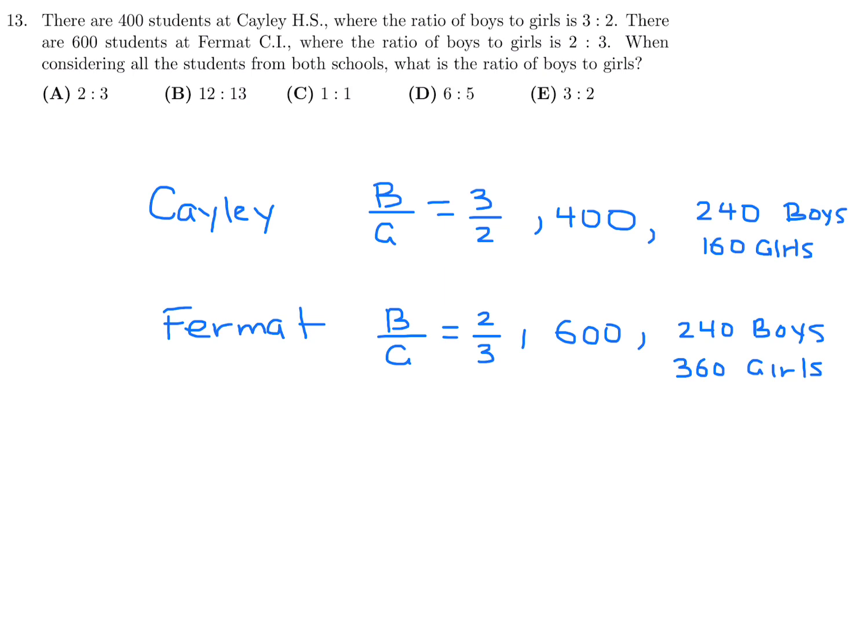Now they want the total. So if you look at this entire group of students, what is the ratio of boys to girls? Okay, so total boys to total girls, 240 plus 240, so that's 480 boys. And then girls, 160 plus 360, so that is 520. And then, of course, they want this in lowest terms. And when you do that, you get 12 over 13. So number 13, the answer is B.